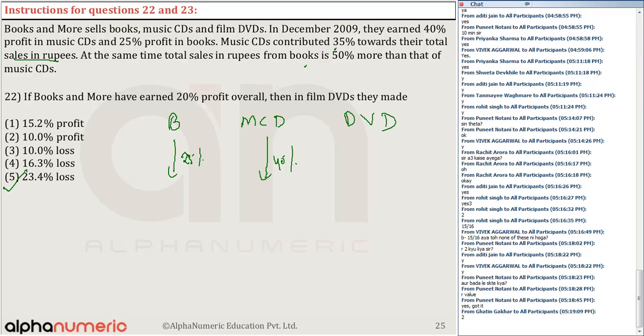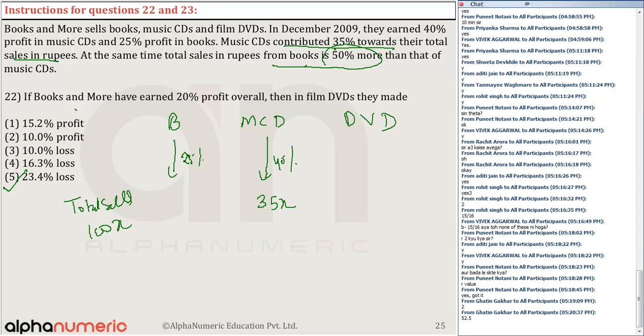Okay, let's see. Let's say the total sales is equal to 100x. So what is the sale of music CDs? Music CDs contributed 35% towards total sales, so if total sales is 100x rupees, the sale of music CDs is 35x. And what is the sale of books? Books sales is 50% more than music CDs. So 50% of 35 is 17.5, and 35 plus 17.5 is 52.5. So books is 52.5x and music CDs is 35x. Then the sales of DVDs will be 100x minus these two, which comes out to be 12.5x.